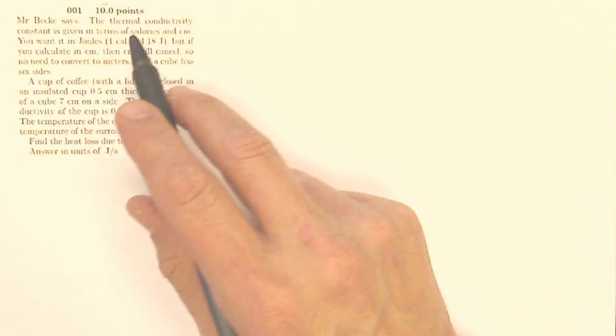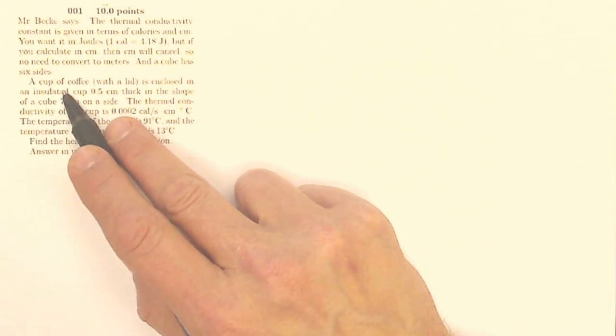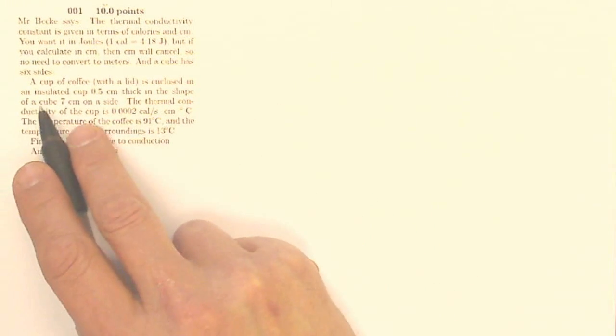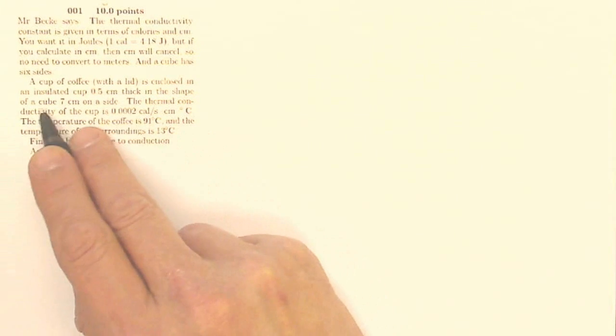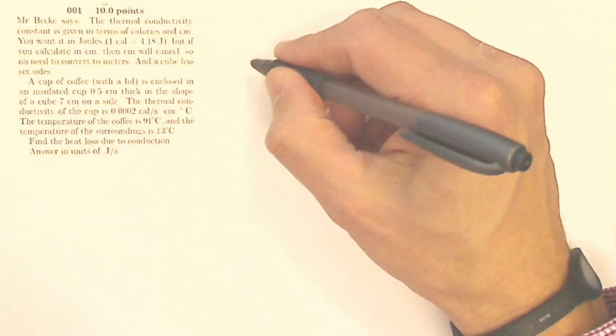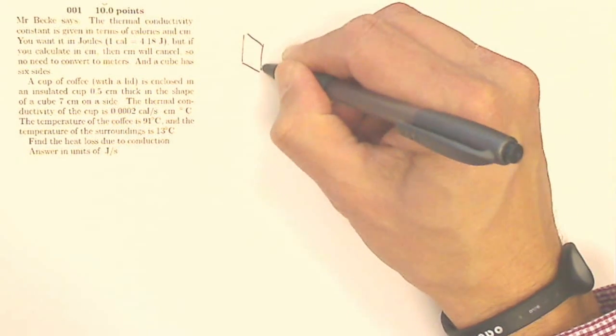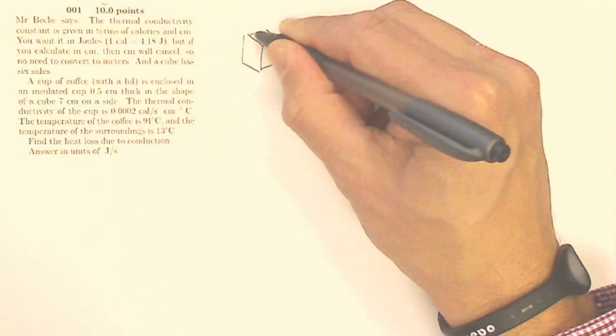This is Mr. Beck Does Your Homework, AP Physics, Homework 8.1, question number 1. A cup of coffee with a lid is enclosed in an insulated cup 0.5 centimeters thick in the shape of a cube 7 centimeters on a side. So we've got a cubic coffee cup that we are dealing with.